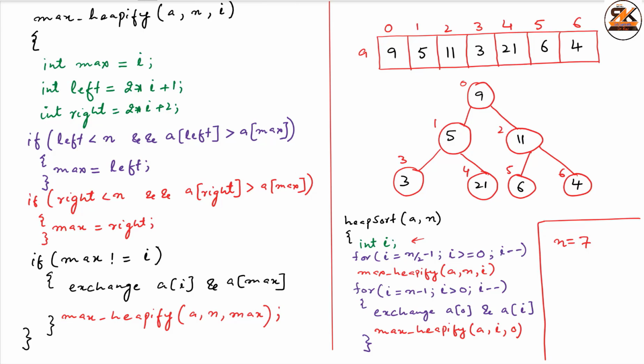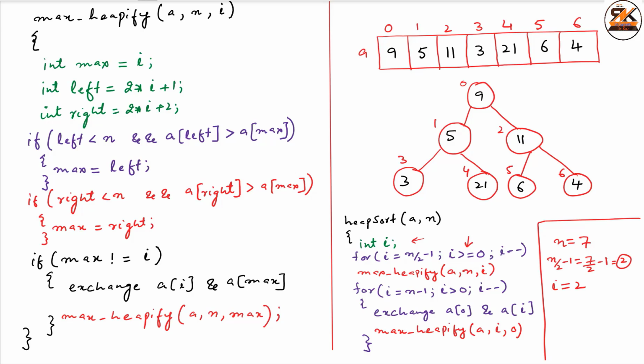It is a loop control variable, and I will have the value n by 2 minus 1, and we have to take the floor value because I is declared as integer. So n by 2 minus 1 will give us 7 by 2 minus 1, that is equal to 3 minus 1 equal to 2. So I will have value 2.